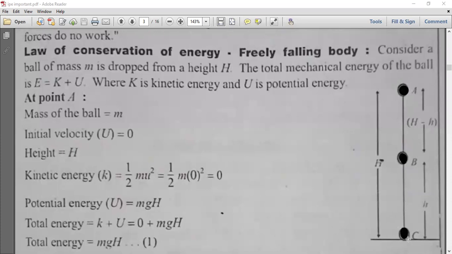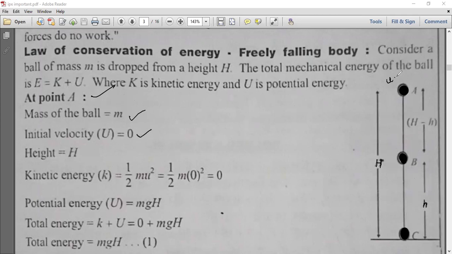These are the positions of that ball when it is falling freely from some height. So you can see this is capital H. Capital H is the height from which we are dropping, and at this B point from the ground it is small h. And if this is small h and this is capital H, then this A to B is H minus h.